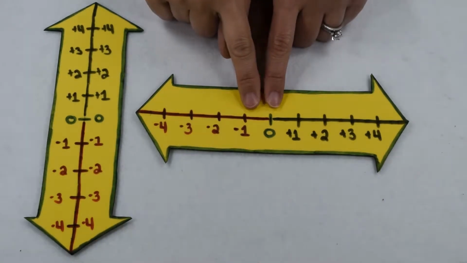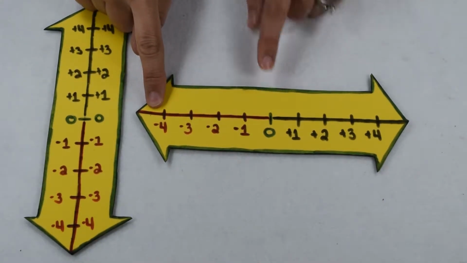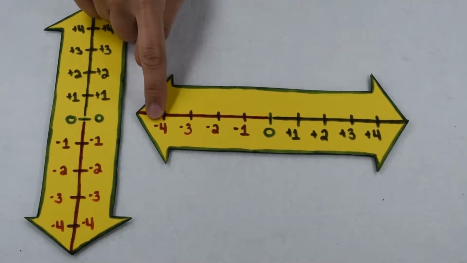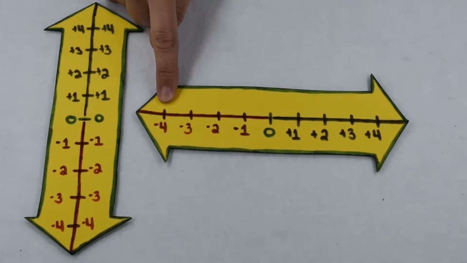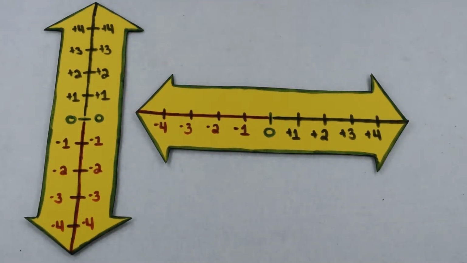Negative numbers are numbers that are below or less than 0. To indicate a number is negative, we put this dash in front of it. We would then read this value as being -4.